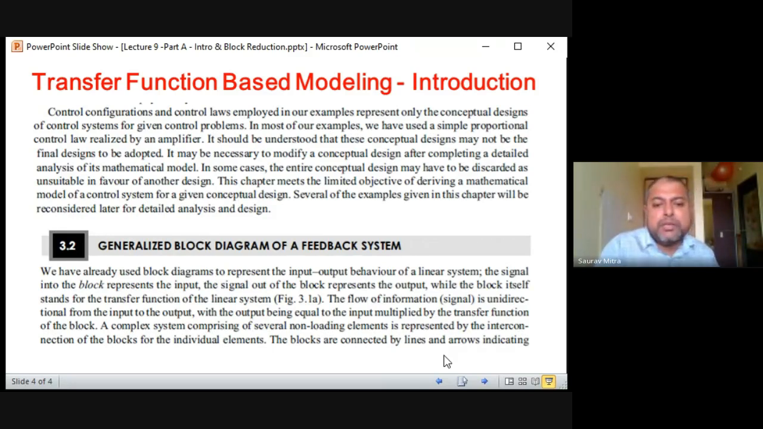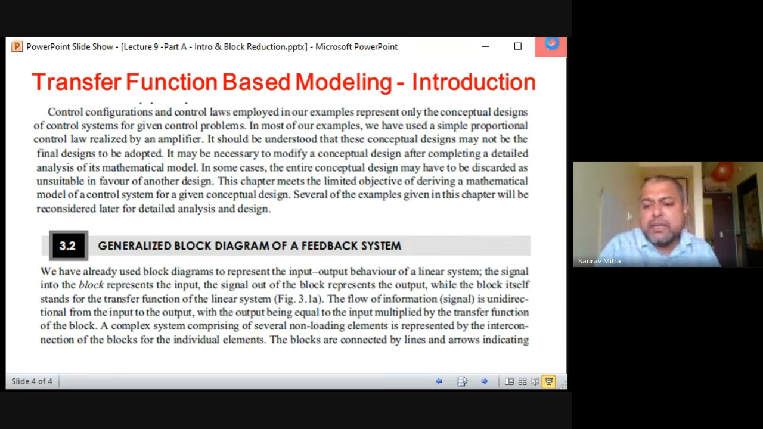The output equals the input multiplied by the transfer function of the block. A complex system comprising several non-loading elements is represented by the interconnection of block diagrams for individual elements. These blocks are connected by lines and arrows. These are the 4 slides that I have made.